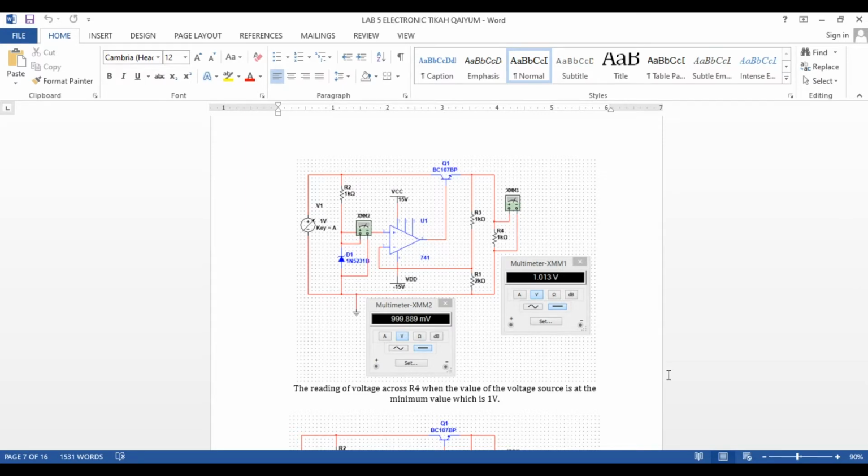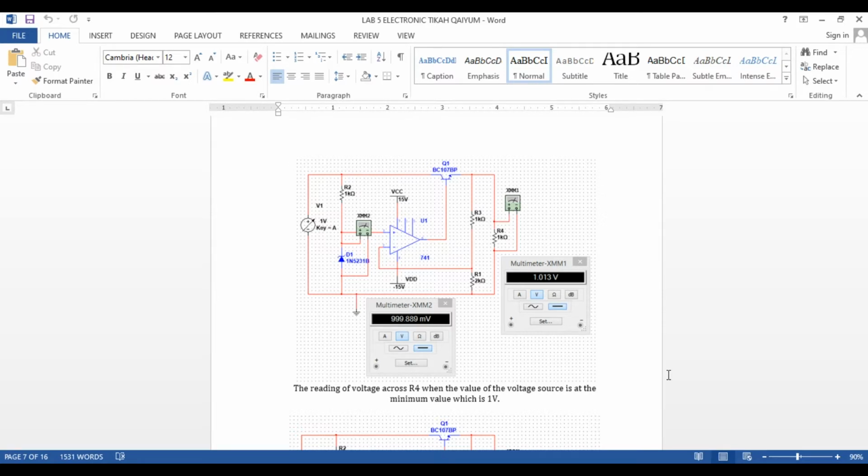Today, me and my partner Muhammad Qayyum will be explaining a bit about Lab 5, which is the voltage regulator. So, I'll be doing part 1. In part 1, we are asked to construct an op-amp series voltage regulator. As you can see here, this is the circuit constructed in the Multisim software. The op-amp is used to compare the obtained voltage output and the voltage generated by the Zener diode.